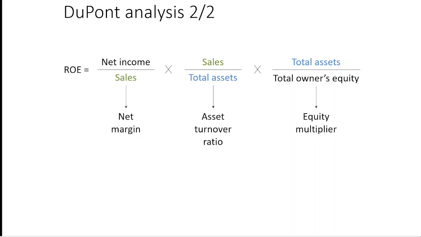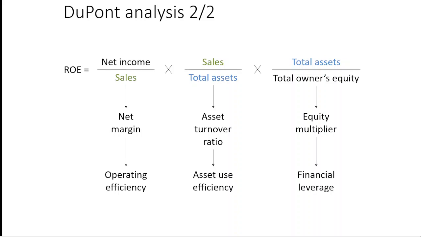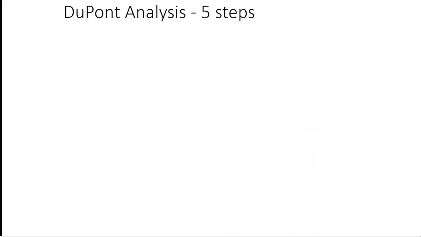So whether we are able to make a profit out of our sales, whether we are able to generate enough sales, and whether we are able to generate enough resources out of our total equity, that will tell us where we need to be more efficient: whether we need to be more efficient in operations, in asset use, or in financial leverage, meaning our financial strategies.